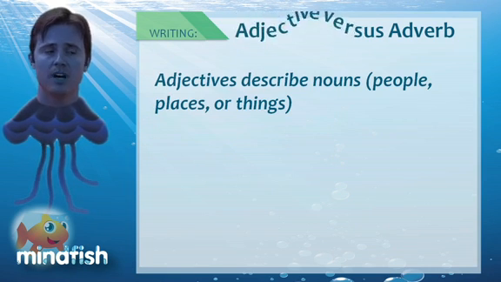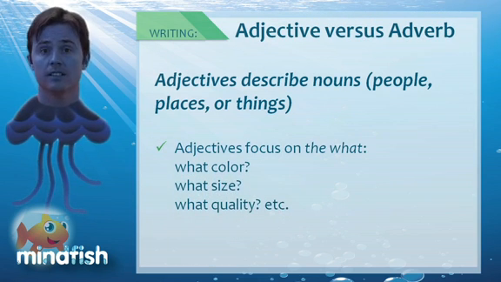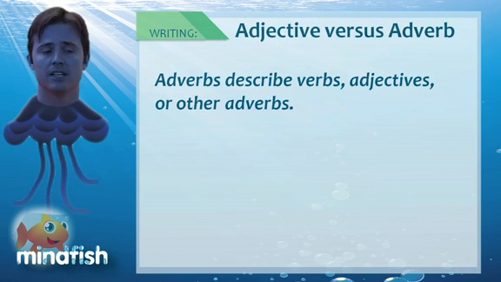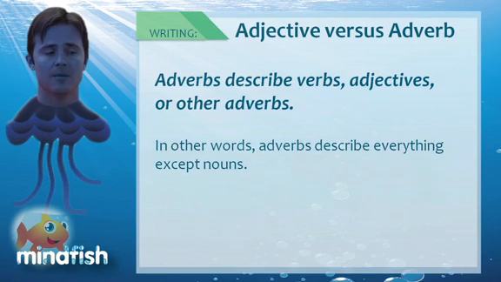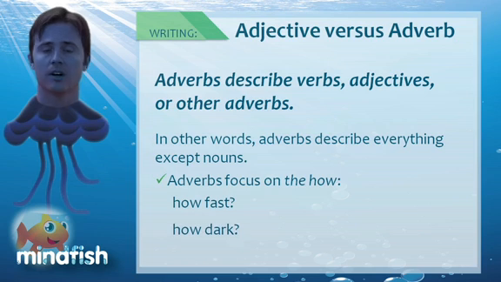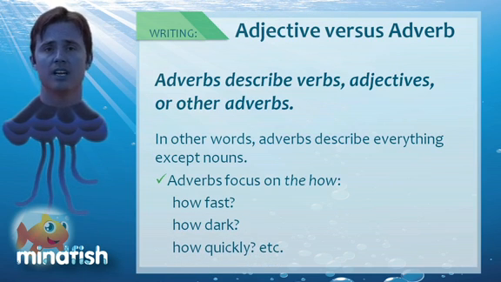So again, just to review, adjectives describe nouns, people, places, and things, colors, sizes, qualities. Adverbs describe verbs, adjectives, and other adverbs. So these describe everything but nouns. It's about how fast or how dark or how quickly. You know, the car was extremely fast. The word extremely is an adverb.